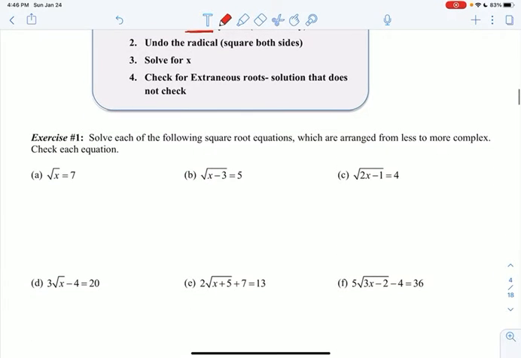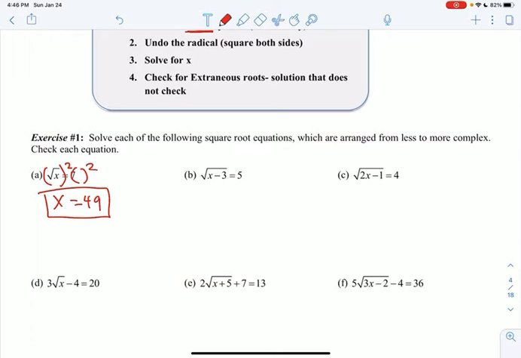So here's how it works. We're going to start off easy, and then we're going to get more involved as we go on. As long as you have the radical by itself, you're all set. Then you square each side. When you square a radical, it just leaves it as x, and then 7 squared is 49. Boom, that's your answer.